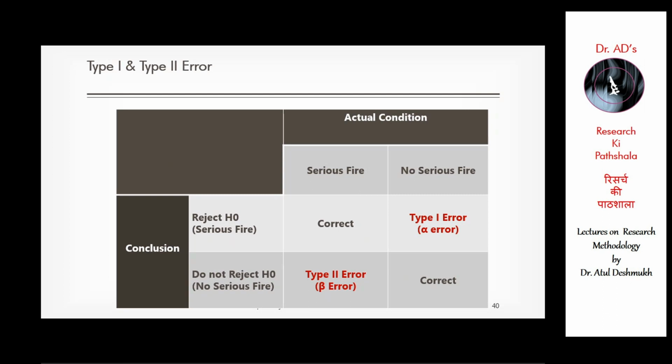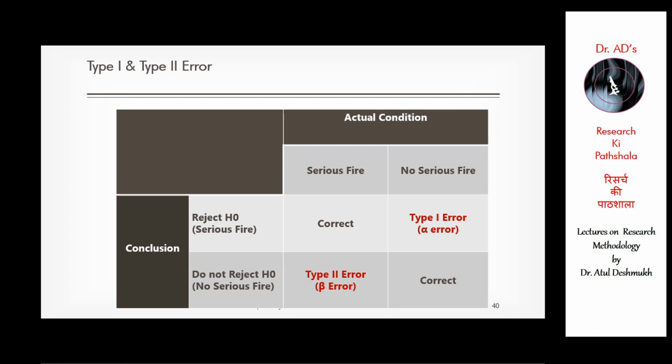So what is my conclusion? I can conclude that there is serious fire in the building. That is the first possibility. Or I will conclude that there is no serious fire in the building and the smoke is coming from somebody's kitchen. These are my conclusions. Then there are again two actual conditions. Maybe there is serious fire in the building, and maybe there is not. This is the actual condition.